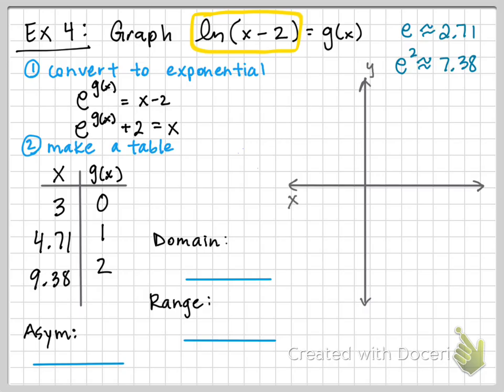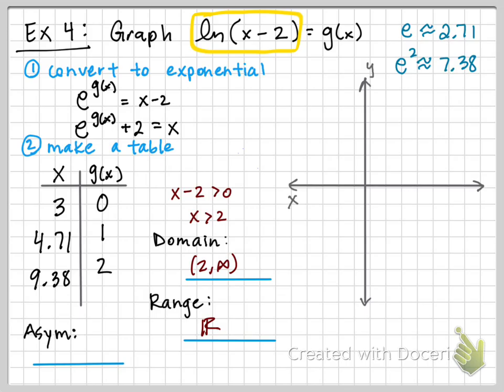From here, I look at my domain. So to find the domain, again, we're going to take the argument, which in this case, x minus 2 greater than 0, so x is greater than 2. So we can say that we're domaining from positive 2 to infinity. Our range, just like any other log, is all real numbers.